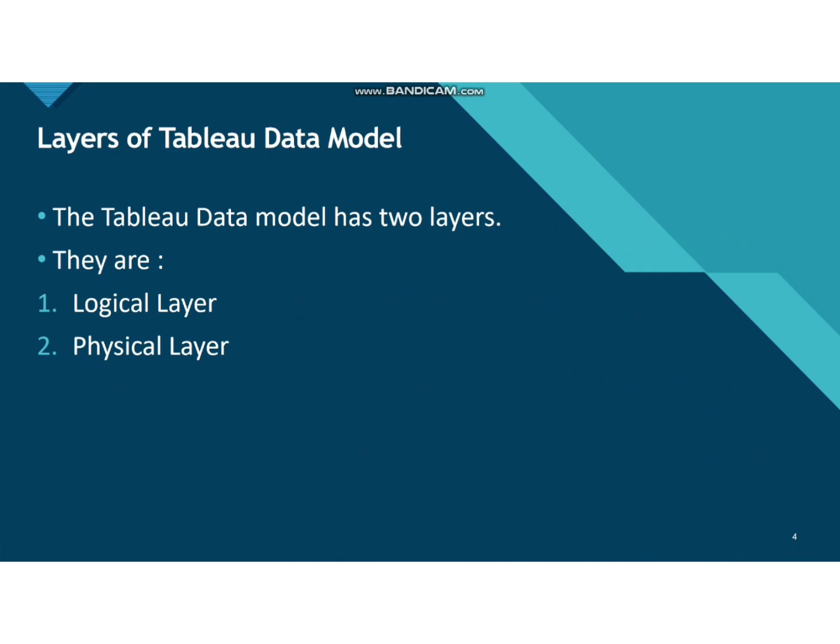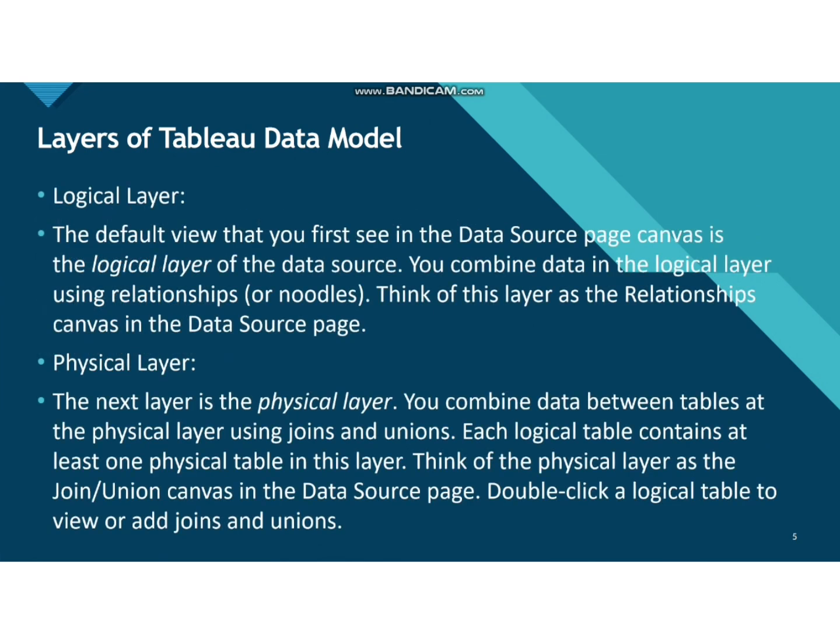Tableau data model has two layers. They are logical layer and physical layer. Let's know more about logical layer. The default view that you first see in the data source page canvas is the logical layer of the data source. You combine data in logical layer using relationships or noodles. In Tableau, we call relationships as noodles. Think of this layer as the relationships canvas in the data source page.